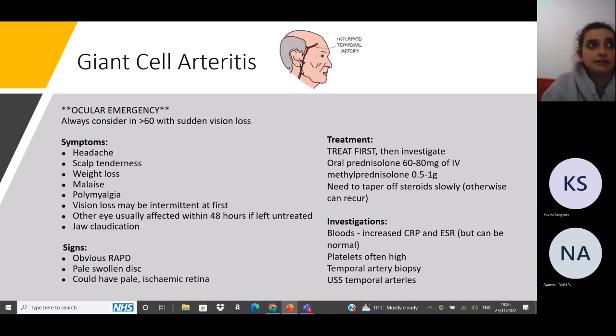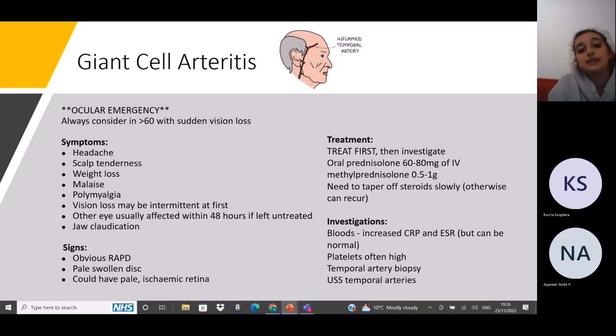Because the investigations aren't, firstly, they're not great for it. So ultrasounds are good, but it's going to take you a while to get an ultrasound. And you can do the temporal artery biopsies, but sometimes they'll miss the area of inflammation. So you shouldn't wait around for all those things. If you think it is, just give them some steroids.